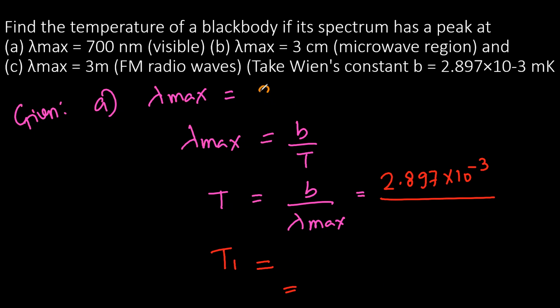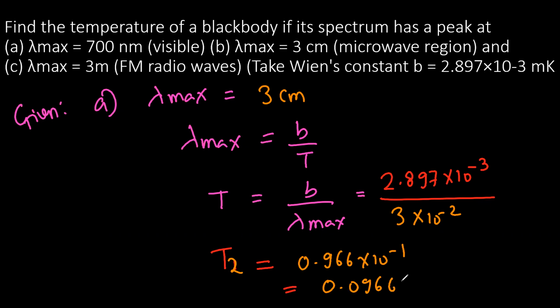So what is the lambda max? 3 centimeter, so this will become T. 3 into 10 raised to minus 2. If you divide it, it will become 0.966 into 10 raised to minus 1. So I can write 0.0966 Kelvin. This is your T2 temperature for the second condition.